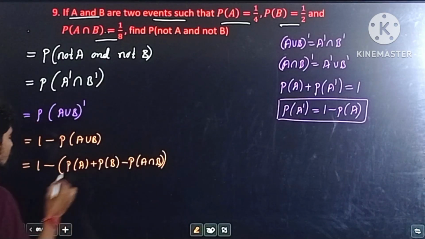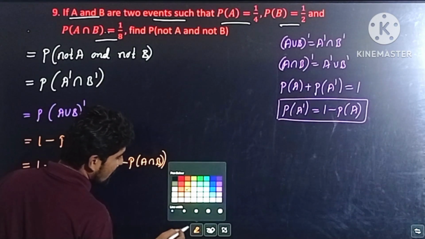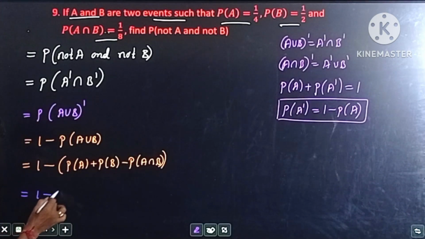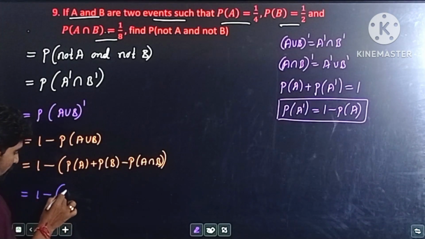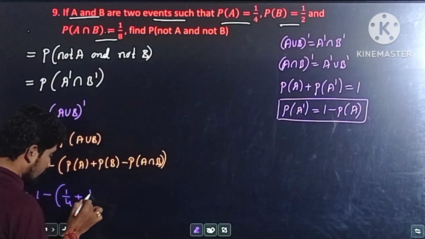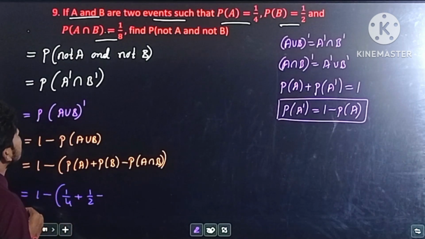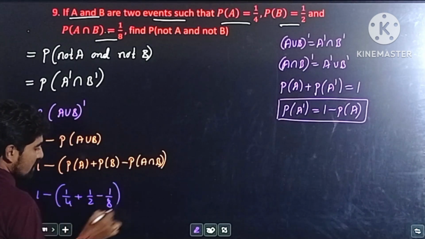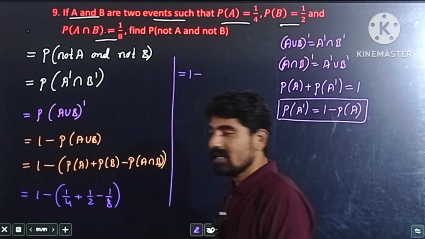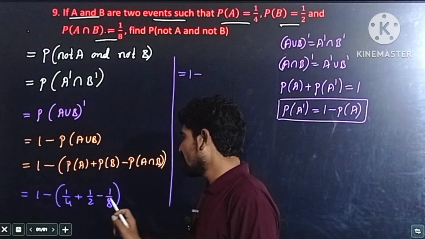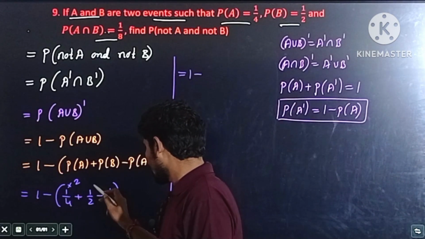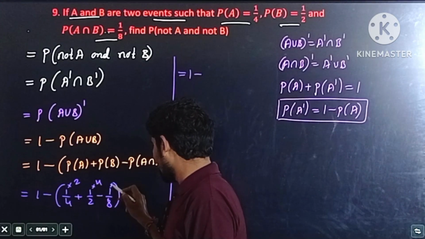Now just substitute the given values. So 1 minus, probability of A is 1 by 4 plus probability of B is 1 by 2 minus probability of A intersection B is 1 by 8. Here I can take the LCM. LCM of 2, 4 and 8 is 8. So multiply by 2 for 1 by 4, by 4 for 1 by 2, and by 1 for 1 by 8.